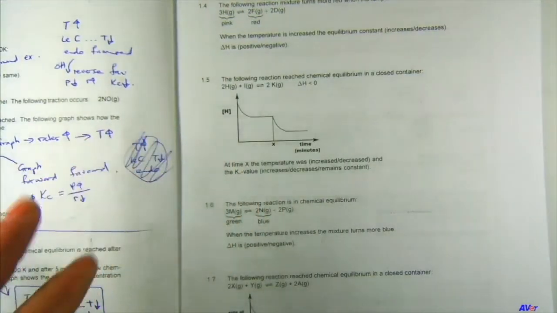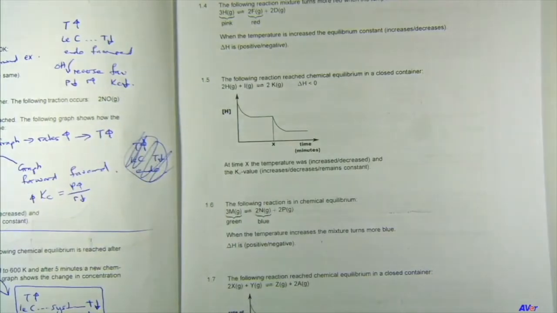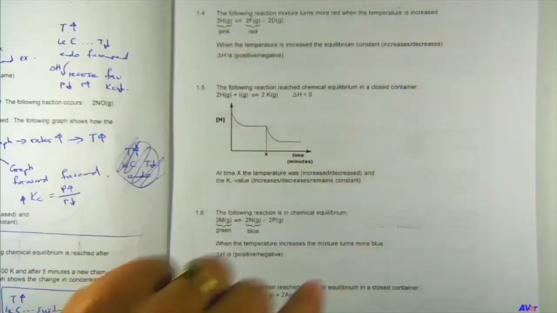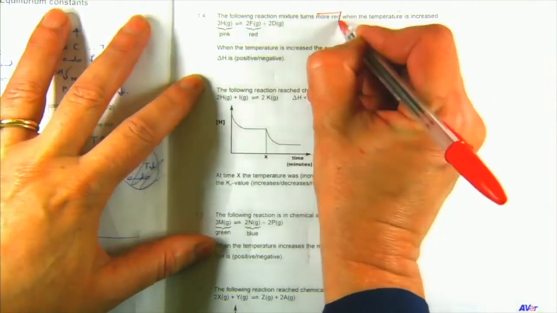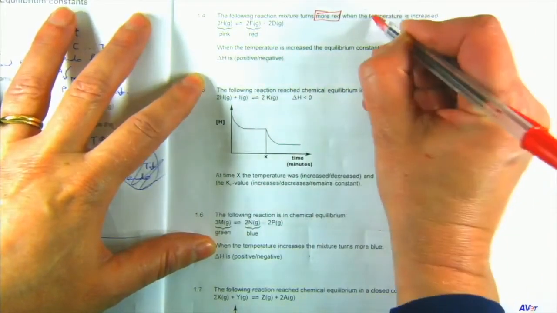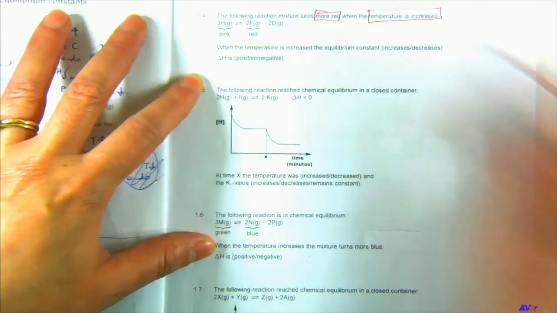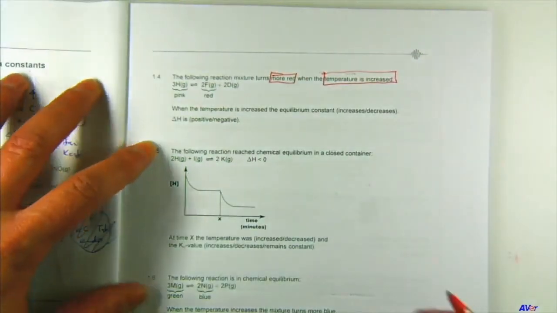Right. Okay, let's do quickly number 4. Can I see how many of you are finished with number 4? Right, I think it's an easy one. Let's do it together. In the following reaction, the mixture turns, there's the first clue, more red when the temperature is increased.